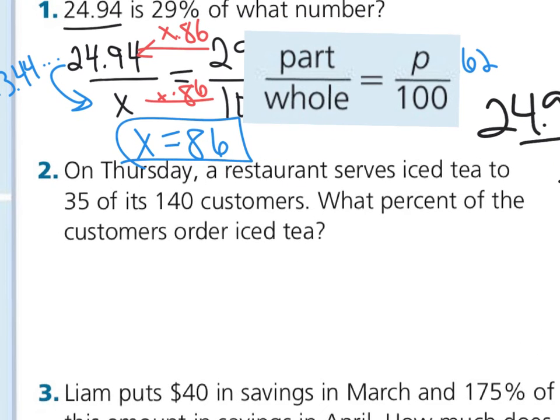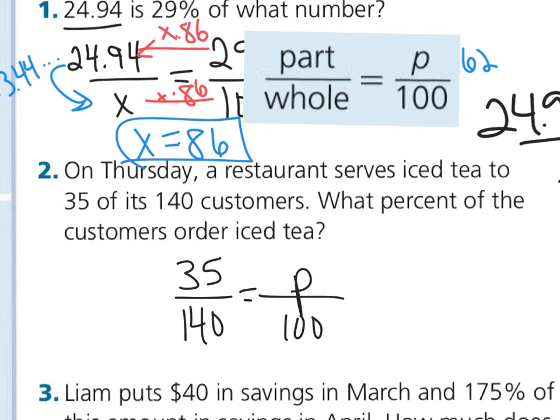Number 2, on Thursday, a restaurant serves iced tea to 35 of its 140 customers. What percent of the customers order iced tea? So same idea. This time we don't know the percent. We know 35 is the part of the 140 customers, so this could be our proportion if you set it up that way. Or you might just know I need to do 35 divided by 140, get the decimal, and then change that to a percent.